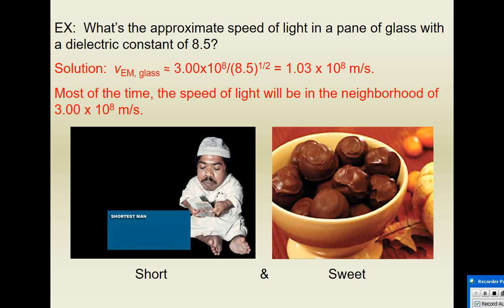And remember that the dielectric constant is a unitless quantity. If I want the approximate speed of light, I take the speed of light in vacuum, which to three significant figures is 3.00 times 10 to the 8 meters per second, 300 million meters per second, divided by the square root of 8.5. And you should be able to show that that's equal to 1.03 times 10 to the 8 meters per second. In glass, in water, in just about any clear plastic, the speed of light is going to be on the order of 10 to the 8 meters per second.